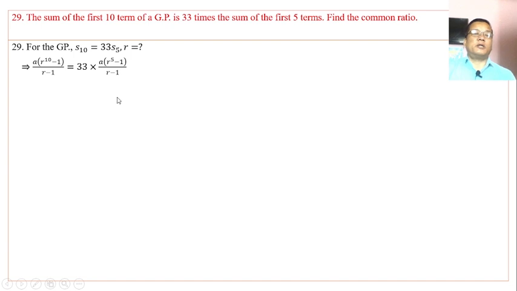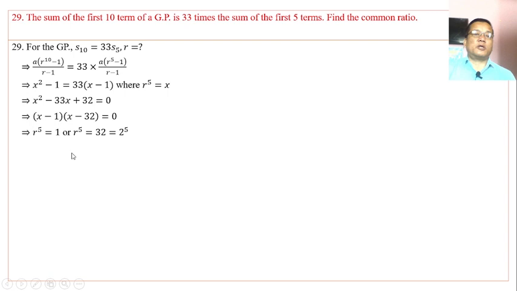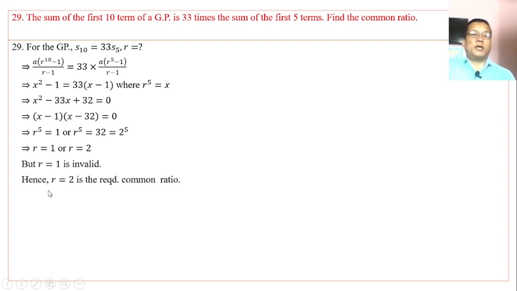Then we put the value of S10 and the value of S5, where r minus 1 is common. In the numerator, taking r to the power 5 as common, putting r to the power 5 equal to x, we get a quadratic equation in x, and factorizing it we solve for the r value. We get 1 and 2, but r equal to 1 is invalid, so hence r equal to 2 is valid. So 2 is the required common ratio. Common ratio 2.